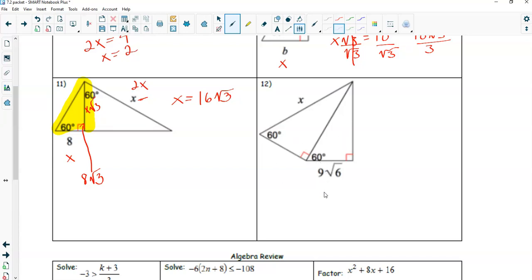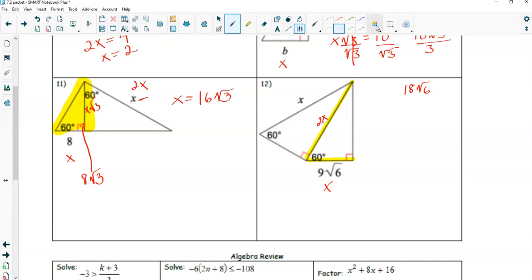Here's another one. They gave me the short leg on this triangle right here, and I want to go to the hypotenuse, right? So what I'm gonna do, this hypotenuse happens to be the long leg of the second triangle. So I'm gonna go from this short leg, which is x, and I'm gonna double it to here. So that means this right here would be 18 square root of 6, because I only double this part.